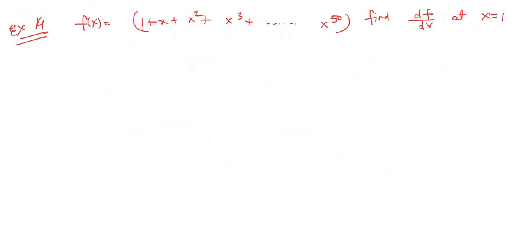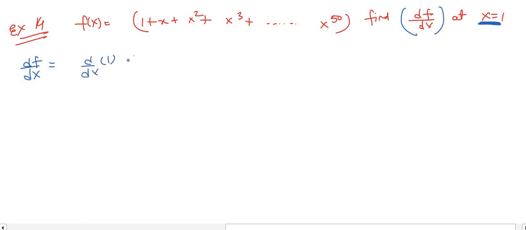So here is example 14. f of x is this polynomial, okay? And we need to find the derivative of this at x equal to 1. This is the question. So first let me find df by dx by the formula. The derivative we have to find of each term, correct? Derivative means derivative of each term. So d by dx of 1 plus d by dx of x plus d by dx of x square. That's how we write. Okay. Then d by dx of x cube, correct?